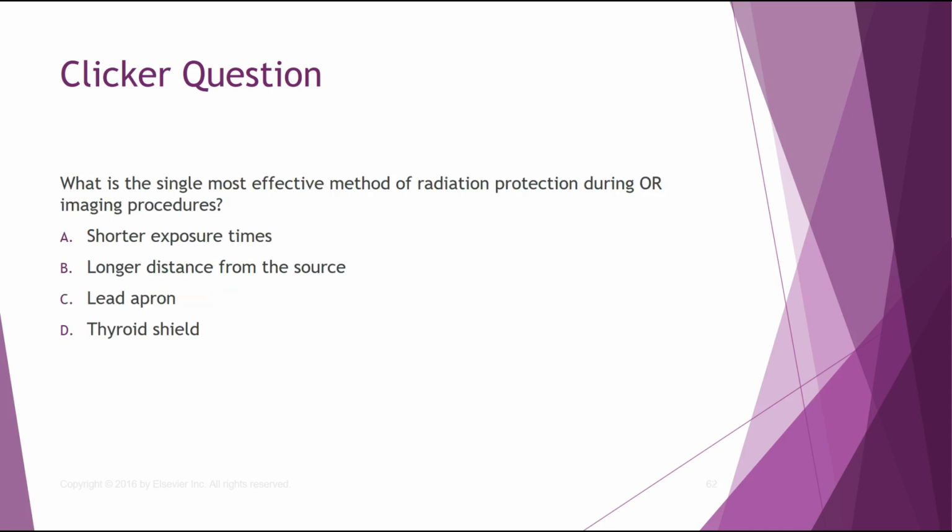Okay? What is the single most effective method of radiation protection during OR imaging procedures? Shorter exposure times, longer distance from the source, lead apron, or thyroid shield? And the answer is B. The most effective single method of radiation protection is distance. Okay, of course we want time, distance, and shielding, but distance is your number one. Okay, in the OR specifically.